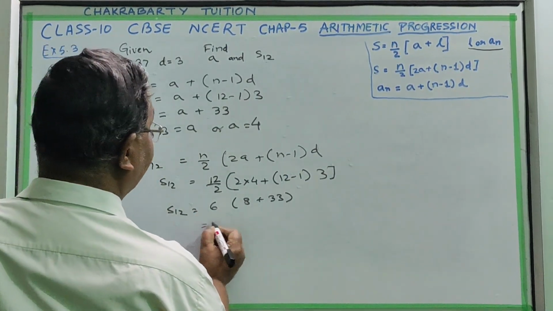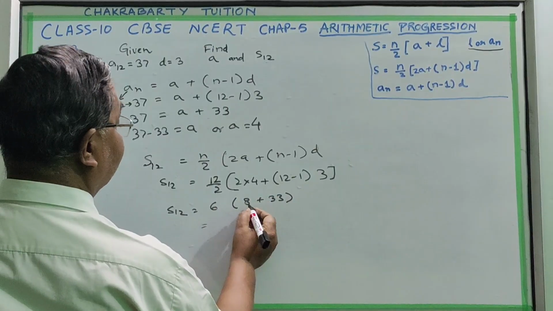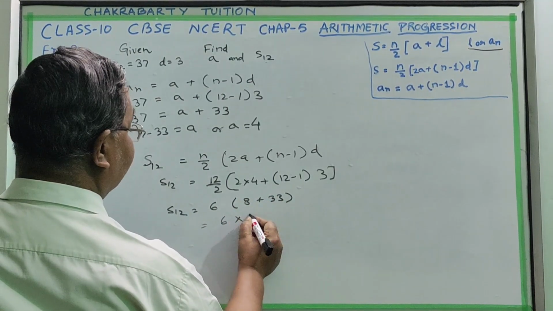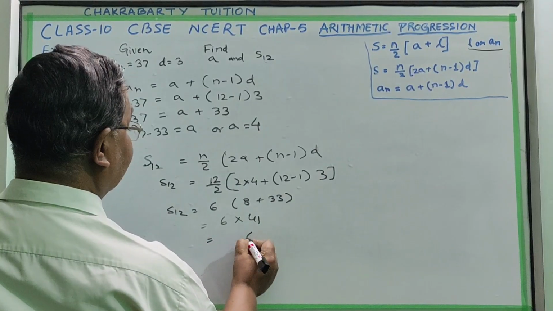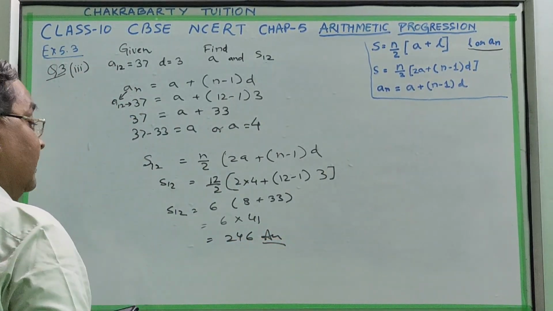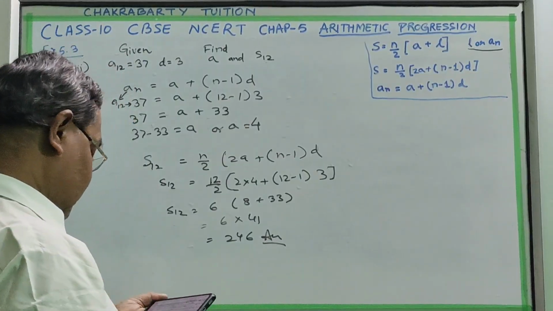So here it will become 6 into (8 plus 33 minus... ) and it comes to 246. This is your answer, 246 will be your answer. Okay. Now we will go to the next question.